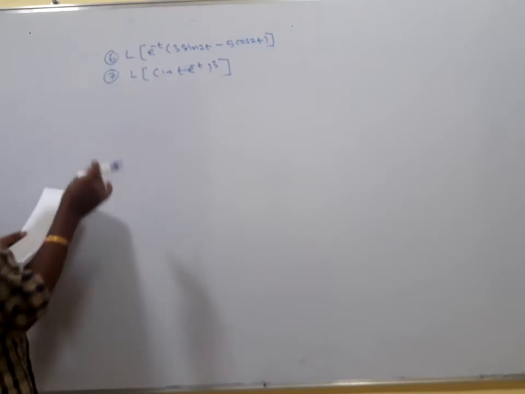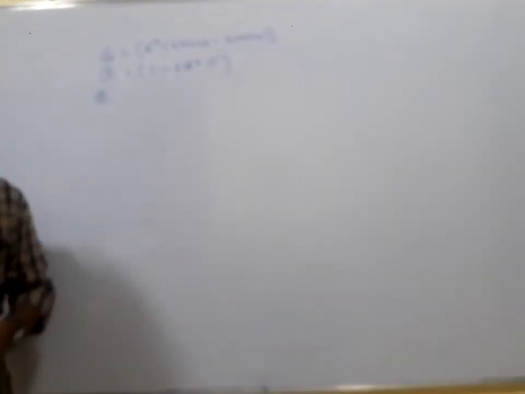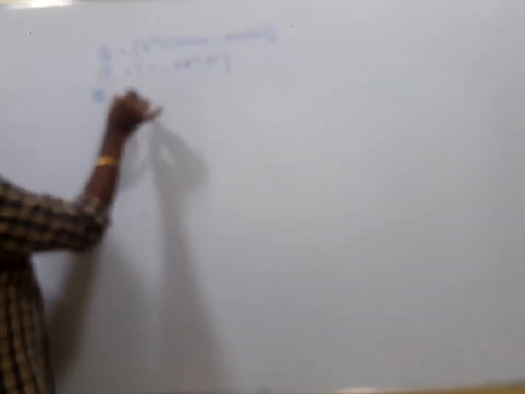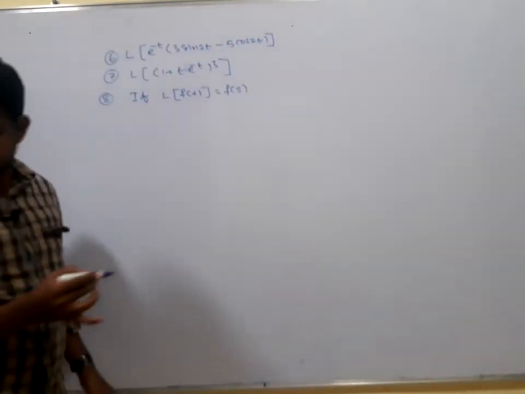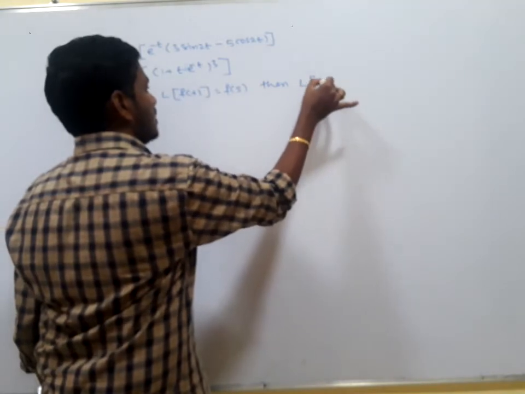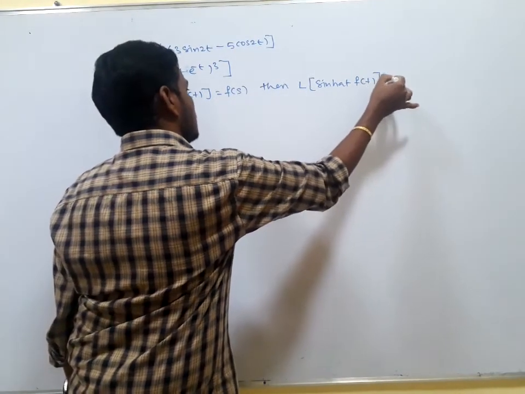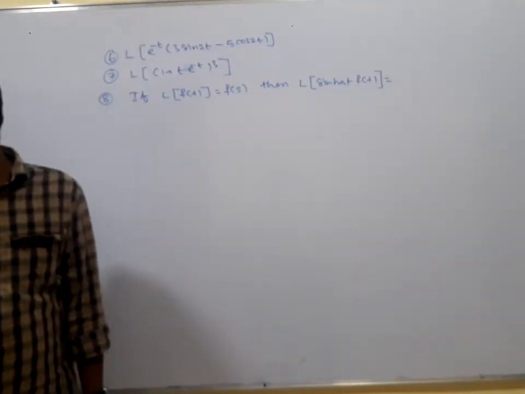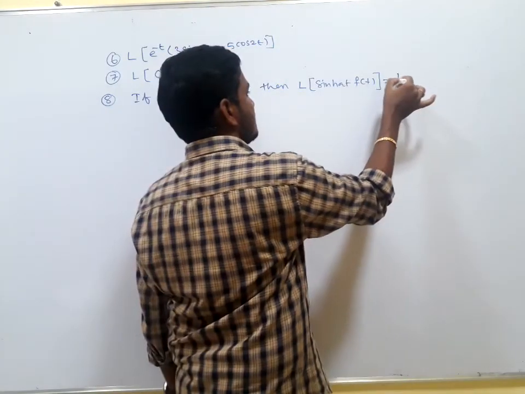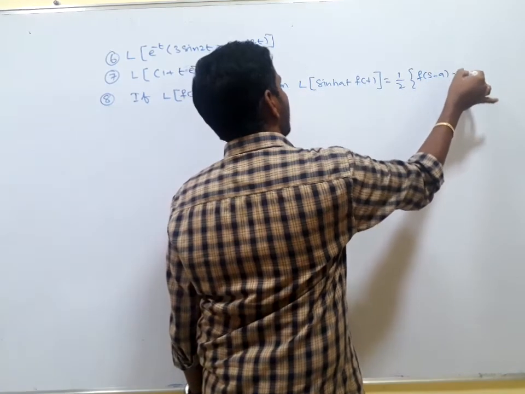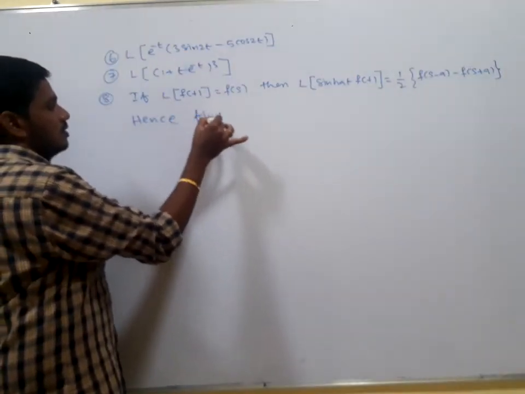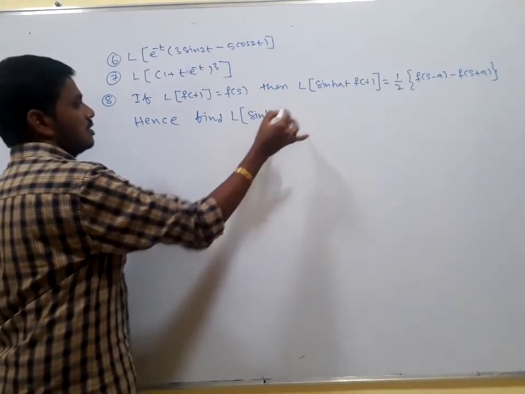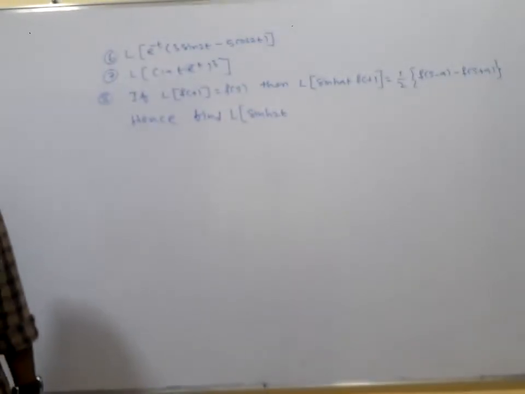Next, eighth one. If Laplace transform of f of t is equal to f of s, then show that Laplace transform of sin hat f of t is equal to 1 by 2 into f of s minus a minus f of s plus a, and hence find Laplace transform of sin h2t sin 3t.